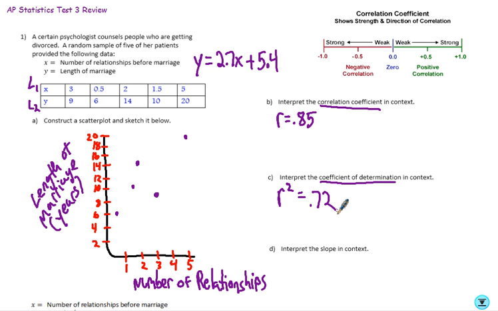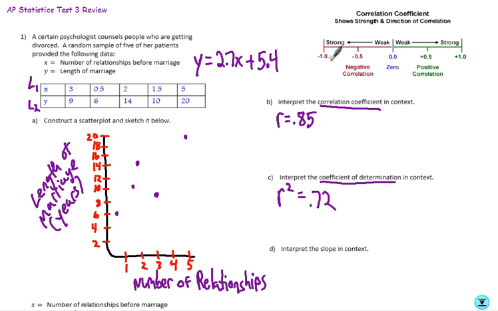Okay. So interpret the correlation coefficient. So r equals 0.85. What does that mean? Who cares? Well, this is a measure of how strong or weak the connection is between two things. So we're wanting to know, is there a strong connection between how many people you date and how long your marriage will last, or is there a weak connection? What we find is that the closer the number is to 1, the stronger it's going to be.